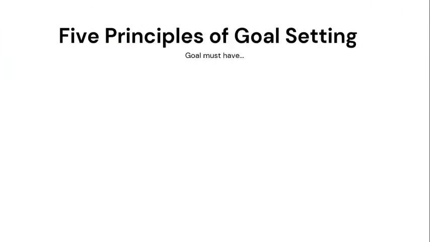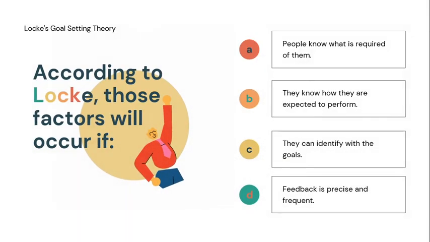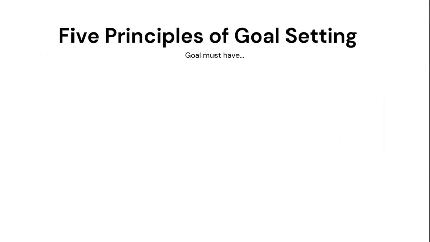So, as of this moment, I believe that the idea of goal setting is incoherent and confusing. That is why Locke developed 5 principles of goal setting. It is also known as 4CF. To summarize the ideas we encountered earlier, these 5 principles are the criteria for an effective goal.